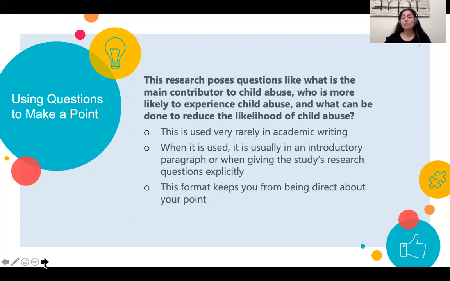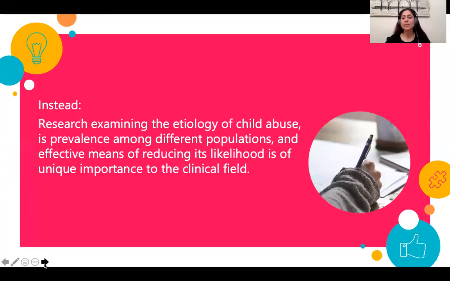And it does really keep you from being direct. It's just not needed. So you can get straight to the point. And you can see an example here. Research examining the etiology of child abuse, that should say its prevalence among different populations and effective means of reducing its likelihood is of unique importance to the clinical field. Something like that. Get straight to it. Don't give the questions.